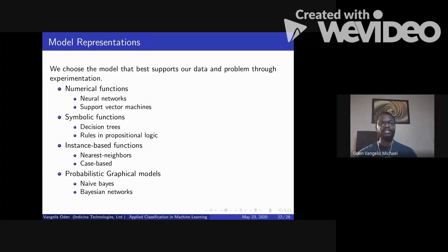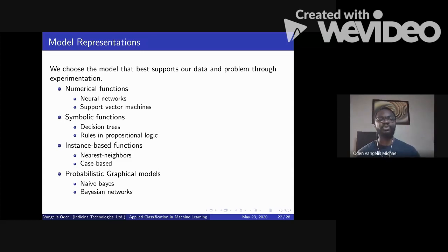So for the representations, we choose the model that best supports our data and problem through experimentation. We have numerical functions representation, and all of this has a lot of math attached to it, but I'm just going to explain at a high level for you. If you need the math, if you need the code and all of that, just send me a mail. I have a lot of things available, links and stuff that will help you understand many of these methods in depth.